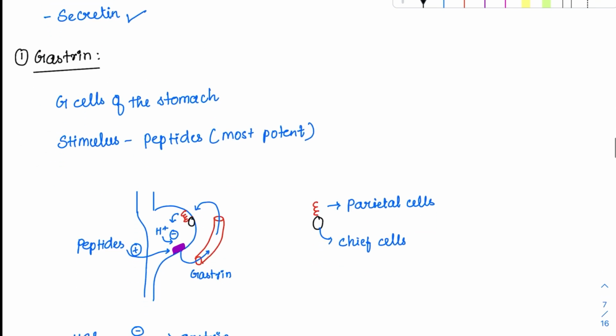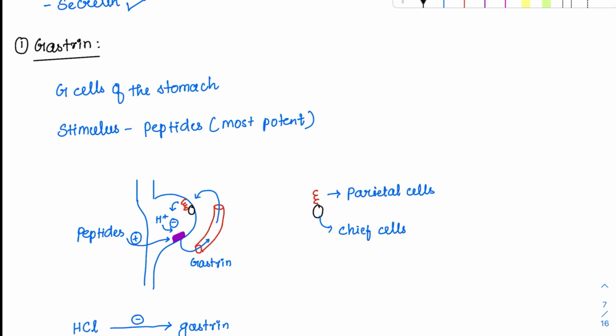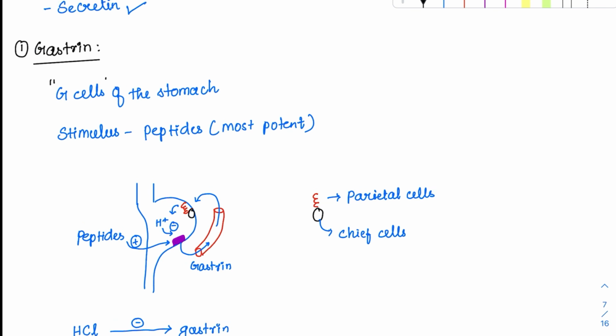So coming to gastrin. Gastrin is specifically secreted by the G cells of the stomach. So this is the stomach diagram. As you can see here, we have drawn some G cell representation. From the G cells, it will be secreted. So what is the stimulus for it? The most important stimulus is peptides. The peptides maximally secrete gastrin.